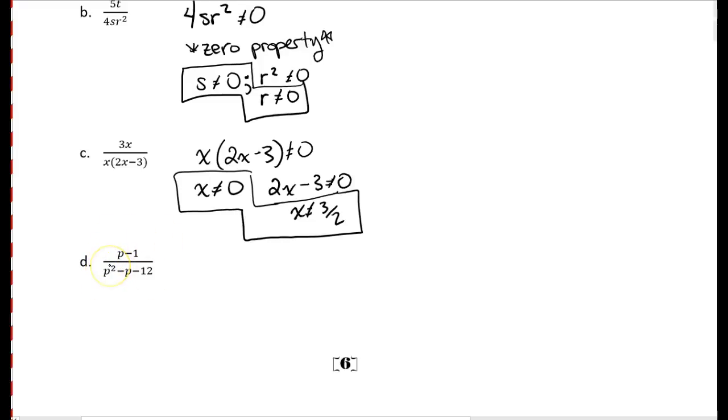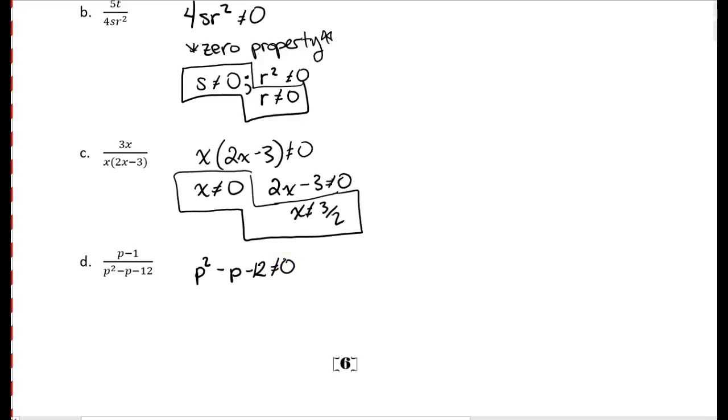Finally, we end up in a scenario like D, where we're like, oh no, well that's an actual quadratic expression. Don't panic, we already know how to do this, and we actually just did it in the previous question. It was just already factored for us. Whenever we're dealing with quadratics, it's essentially like talking about finding the zeros, but then saying those numbers aren't allowed.